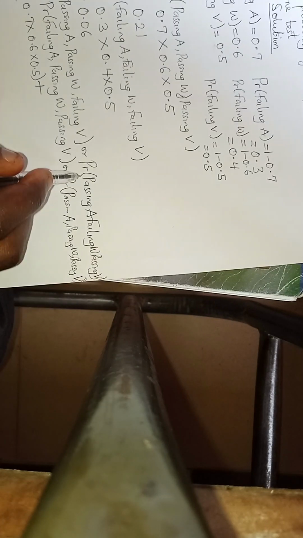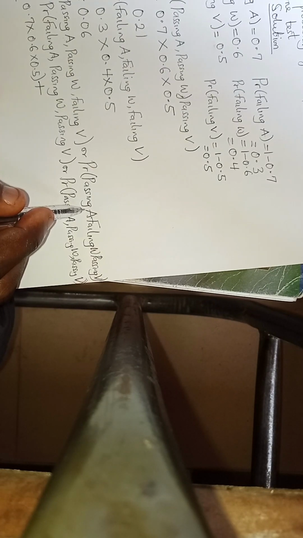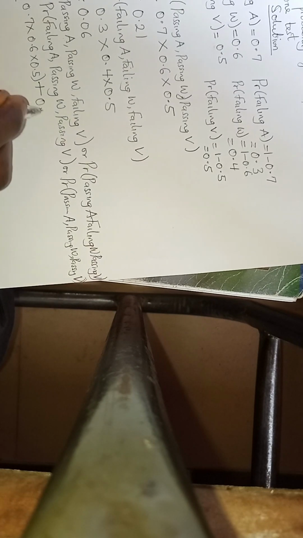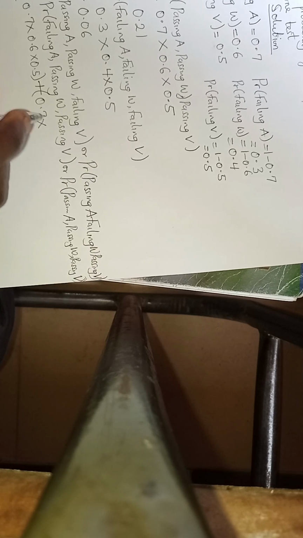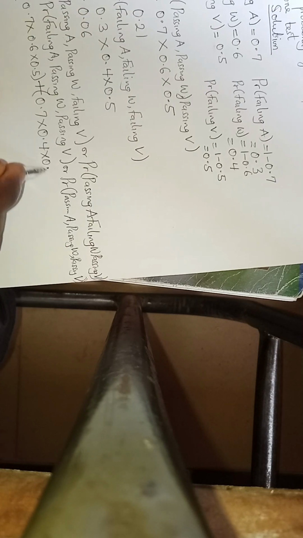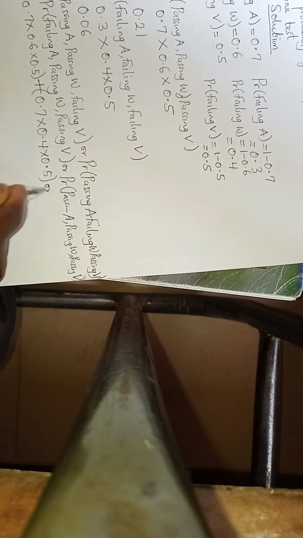Plus, move to the next one. Probability of him passing A. Passing A is 0.7. Then failing W, that's the written test. Failing W is 0.4 here. Then passing V is 0.5. Move to the next one. Or, that's addition.